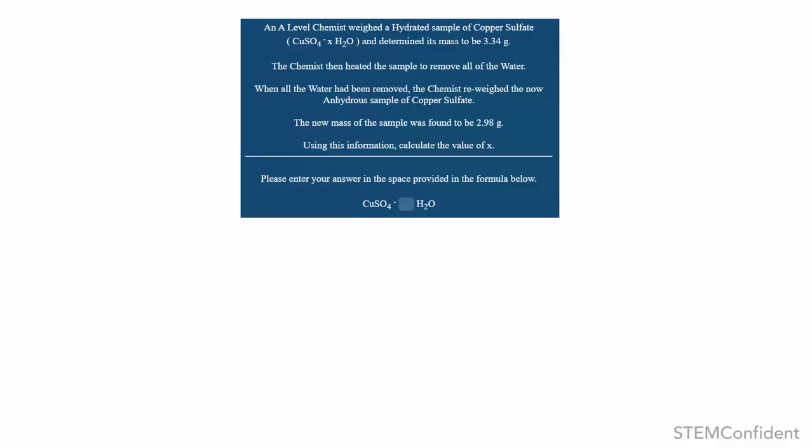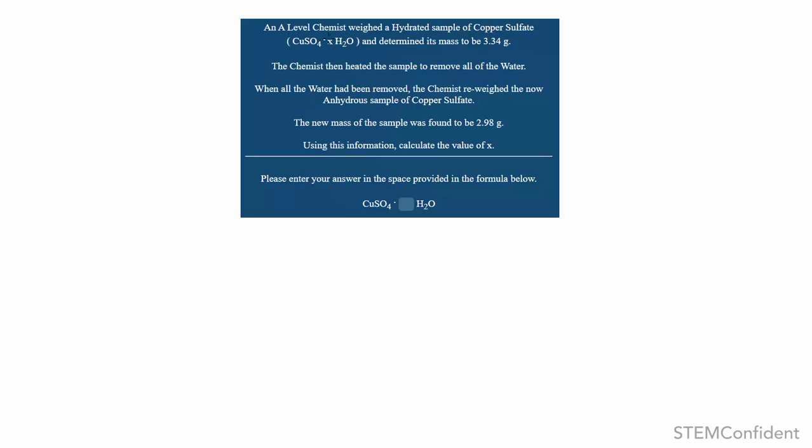Okay, so in this case, we've got hydrated copper sulfate, and we've been told what the hydrated mass and the anhydrous sample mass is, and we've been asked to figure out what the value of X is. As you can see, the coefficient next to CuSO₄ is effectively 1. It's not a number before it, but we can infer that the number is 1 here.